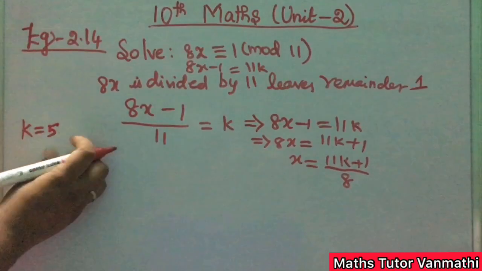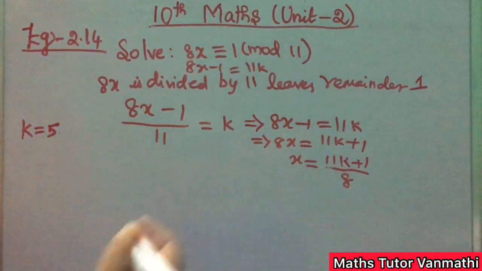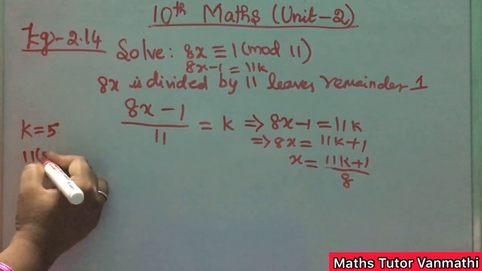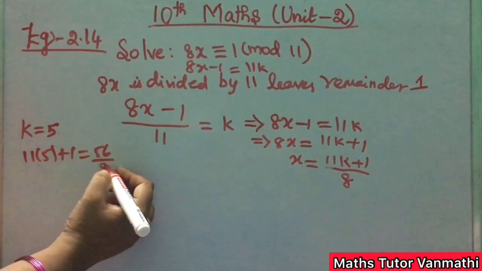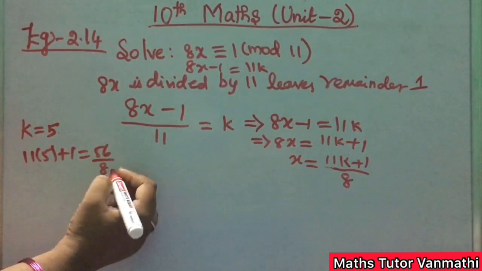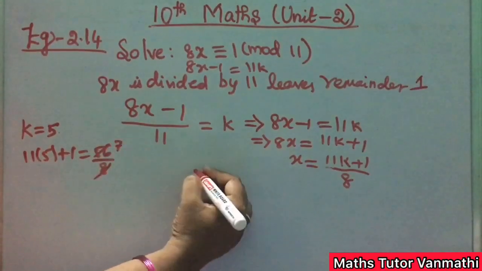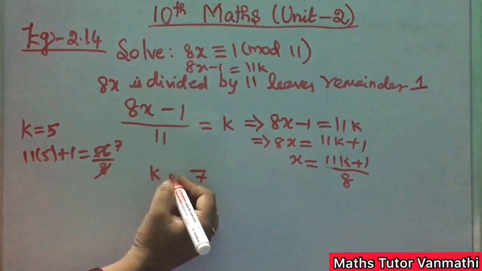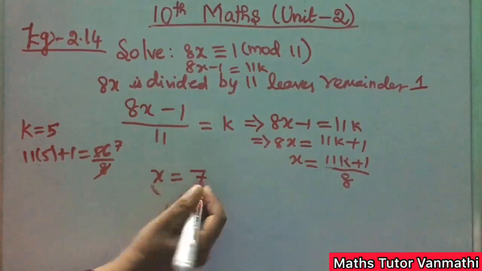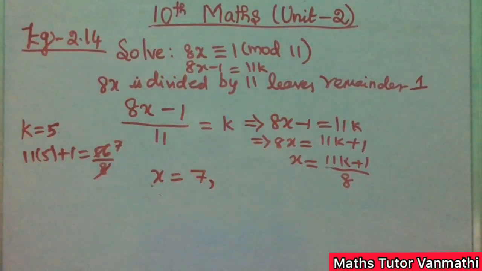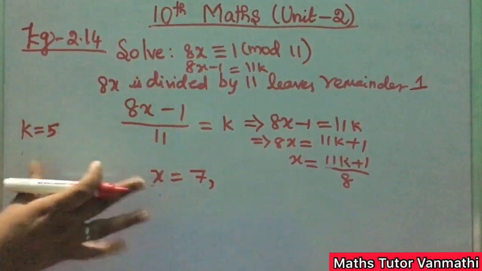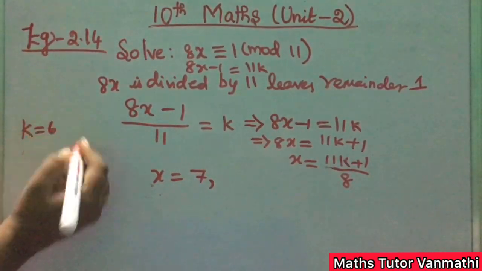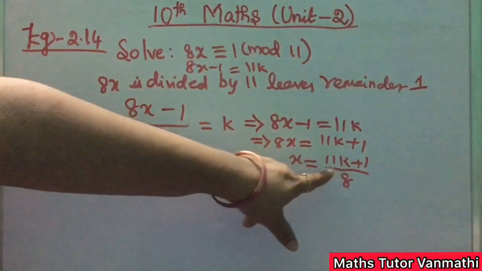And further put 5. 11 fives are 55 plus 1, 56 divided by 8. Okay, what will be your answer? 8 sevens are 56. So the first solution, k value, that is the first x value is 7. Okay, next again put 6, k is equal to 6. Then what will you get? K equal to 6 means 11 sixes are 66.